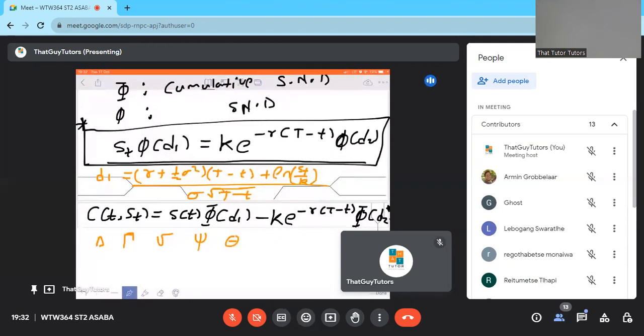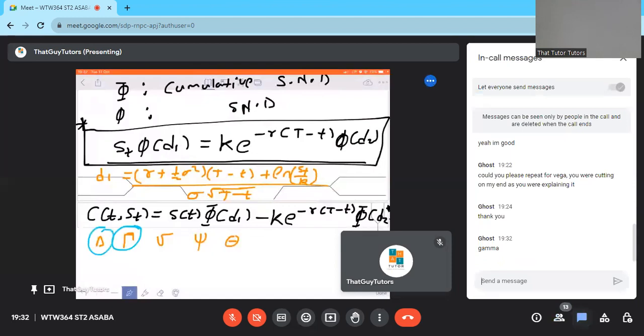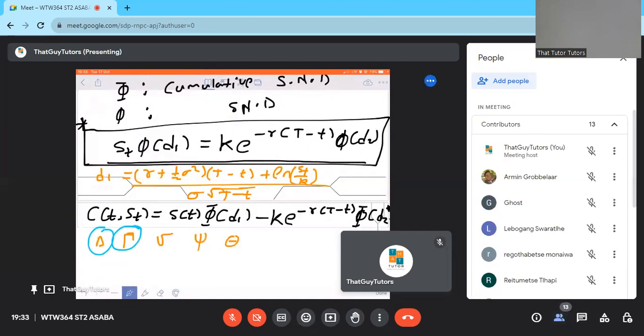So someone says like this. To find this, we need this. Okay, so I guess Ghost is my only participant. Okay. Okay, maybe level one. Yeah.